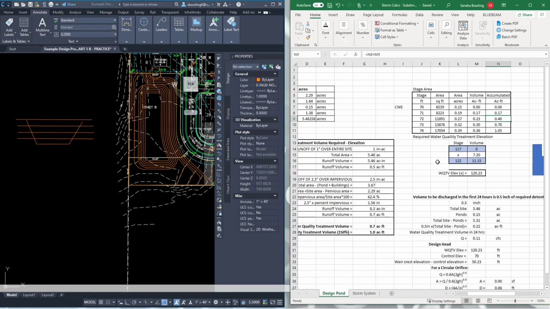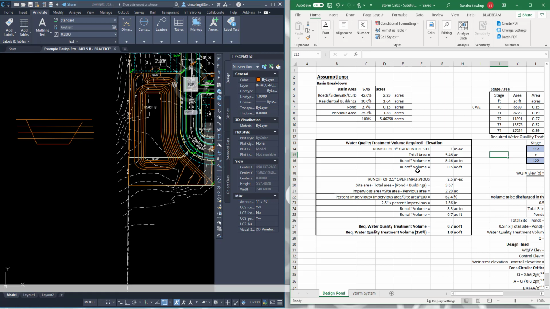Now, I have to figure out in here how much water quality I have to treat. So there's 2 rules to South Florida Water Management District. Each district has different rules, but we're going to work in South Florida Water Management District. So South Florida has either 1 inch over the entire area for water quality, sometimes known as first flush, or 2.5 inches over the impervious, percent impervious.